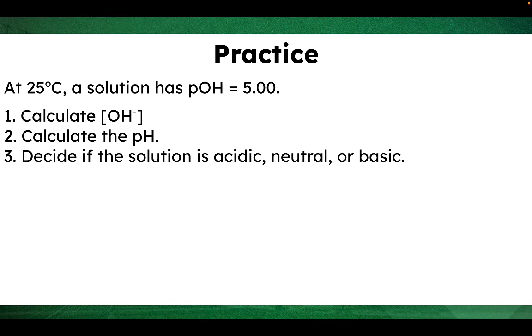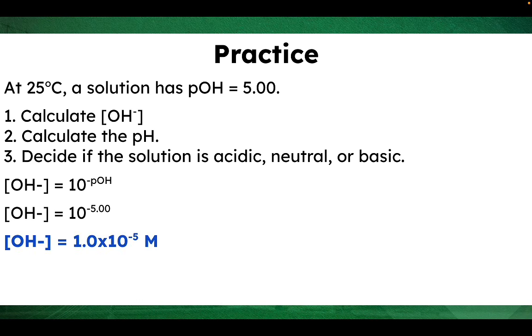At 25 degrees Celsius, a solution has pOH of 5. Calculate the hydroxide ion concentration. Calculate the pH. Decide if the solution is acidic, neutral, or basic. To calculate the hydroxide ion concentration, 10 raised to negative pOH. We are given pOH, which is 5. So just plug in the value. 10 raised to negative 5. Hydroxide concentration is 1.0 times 10 raised to negative 5 molar.